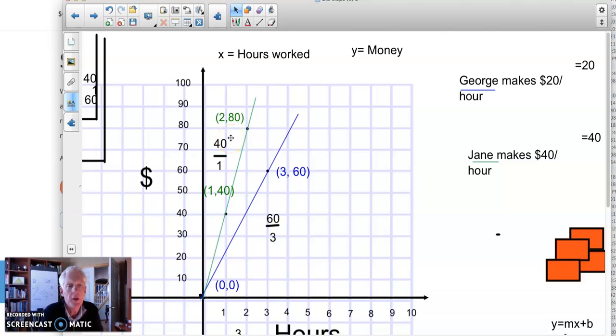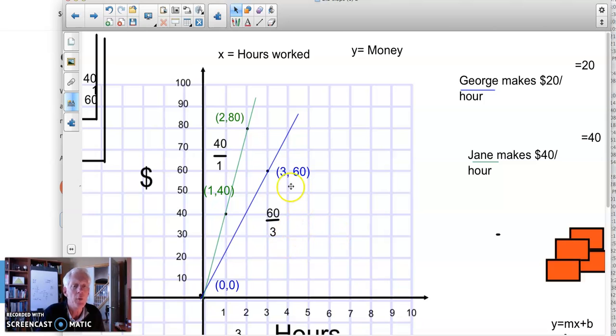Okay, we left off with the family of the future, figuring out that George made $20 an hour and his slope was 20, and Jane made $40 an hour. Her slope was 40. Now let's look at George's numbers here. George worked for 3 hours and made $60. He worked for zero hours and made $0. We ended up with 60 over 3 when we did our rise over run to end up with 20.